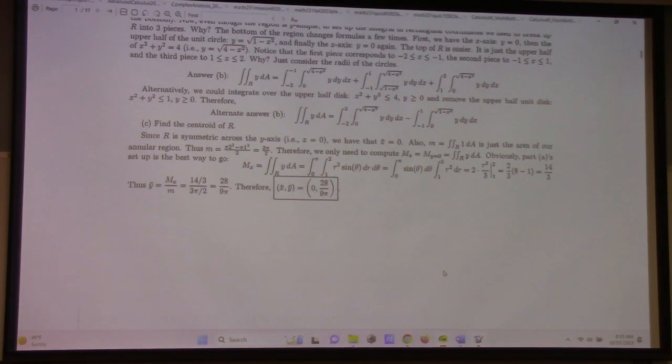But just to recap, to calculate the centroid, we basically calculate the average of x or the average of y over the region, and the average of x comma the average of y is the so-called centroid.